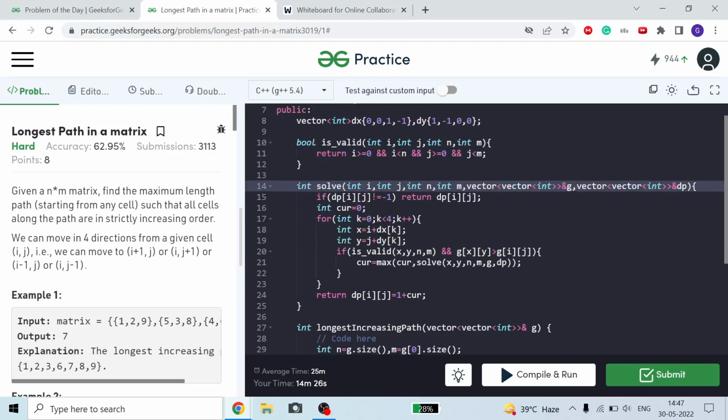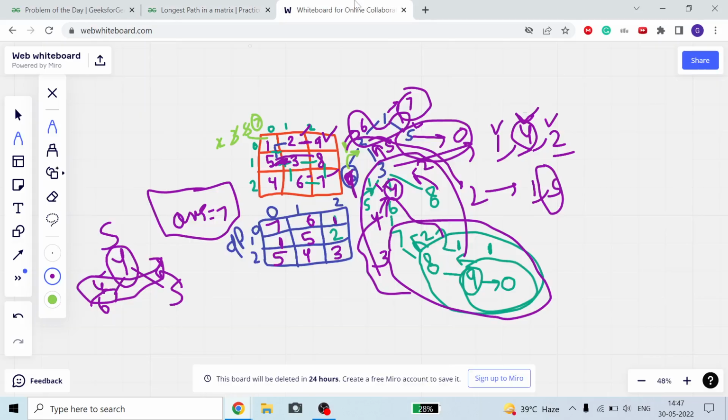Now if my dp[i][j] is not equal to minus 1, meaning it already contains a value and I have already solved for this particular index, I simply return dp[i][j]. Otherwise I take a variable current, which will store the maximum path length for each of the particular paths.